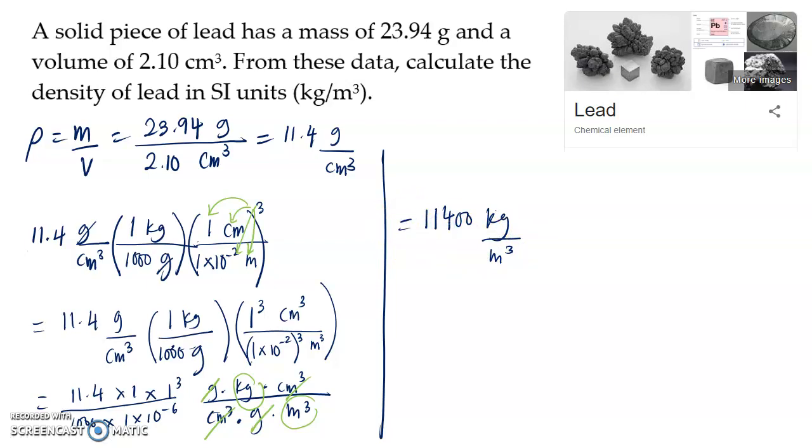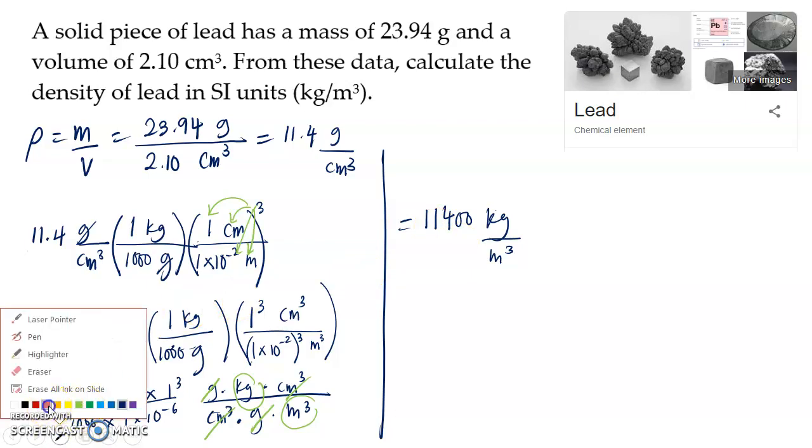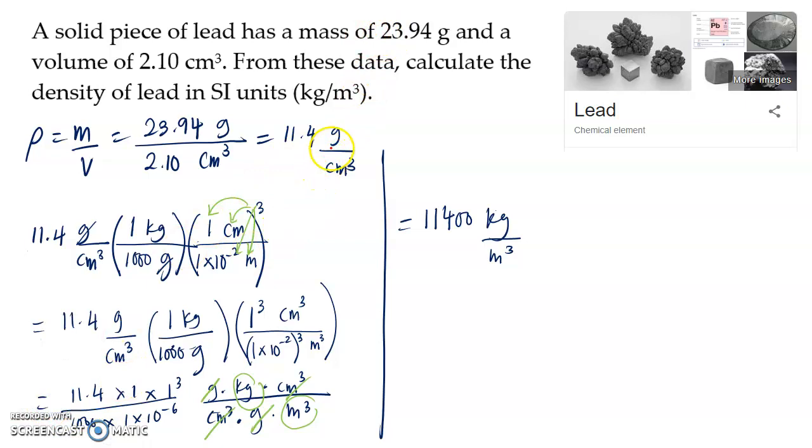Moving on, we need to report our answer to the correct significant figures. The reason is that the mathematical operation here is division. With that, we have to report our answer to the smallest number of significant figures. So let's inspect the given parameters. Here we have the mass, 4 significant figures, and the volume is 3 significant figures. With that, our final answer should also be in 3 significant figures.